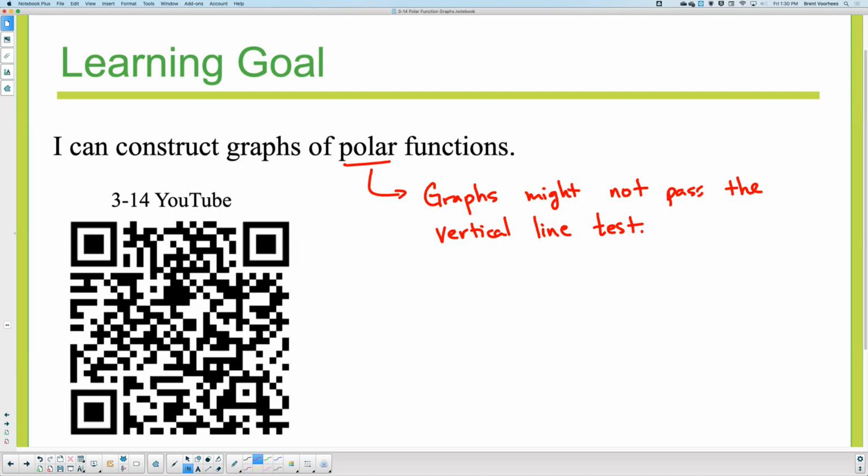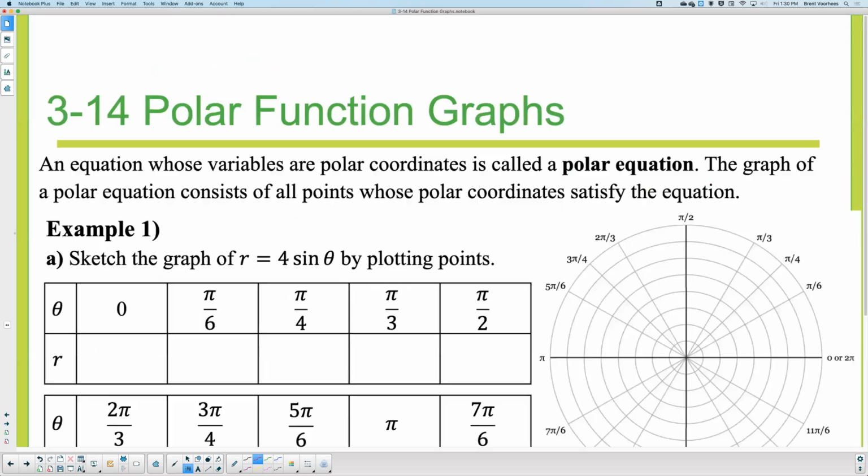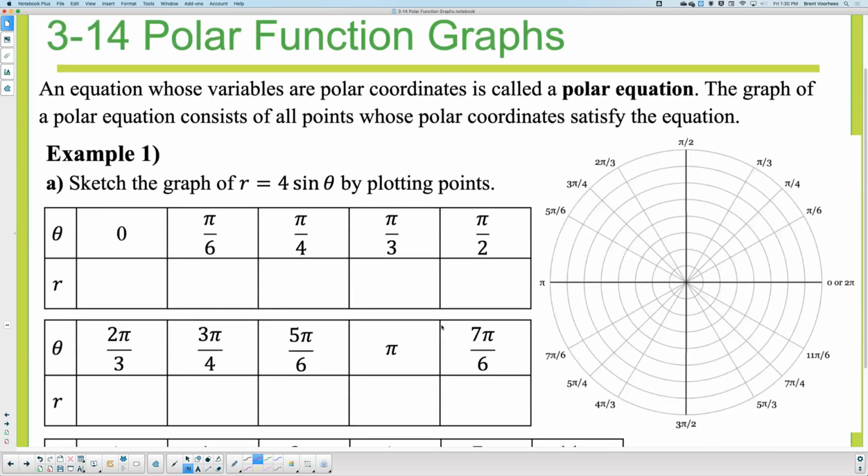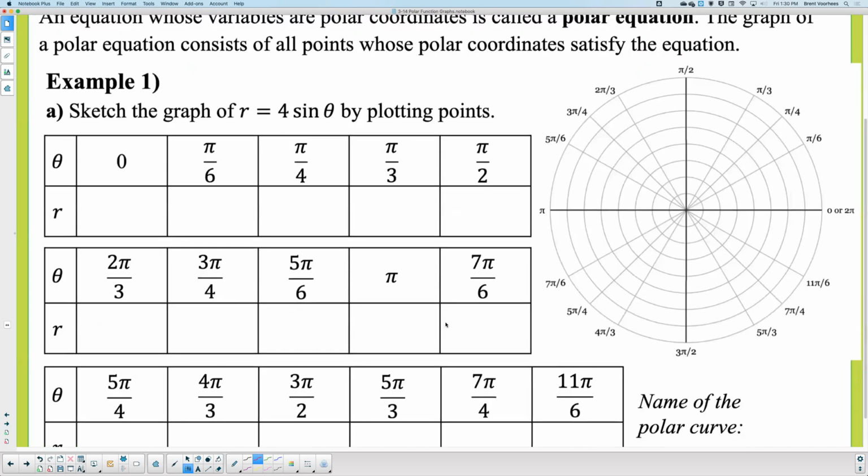So there's a way that graphing polar functions is traditionally taught, and it is in the form of example 1. I do not like this method, but because it is traditional, and tradition is worth something, I'm going to walk you through how we can. We're going to look at this polar equation right here and try to graph it on a polar coordinate system.